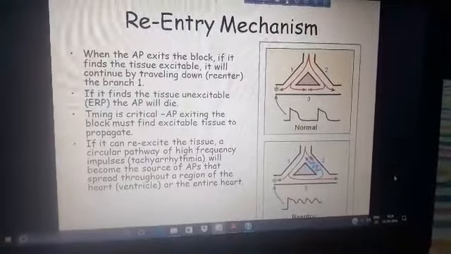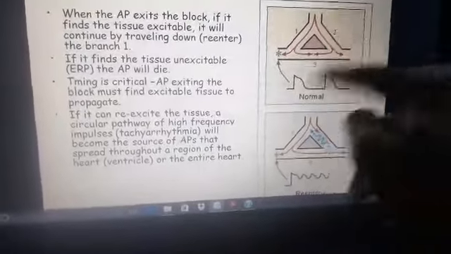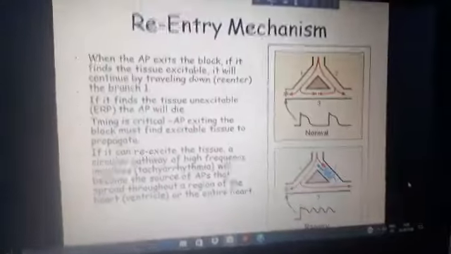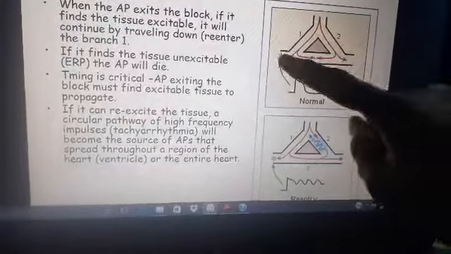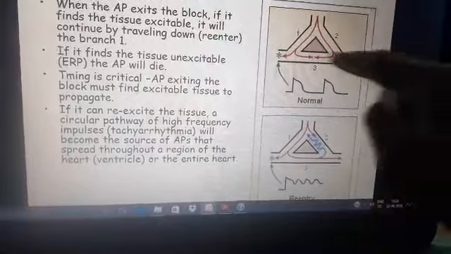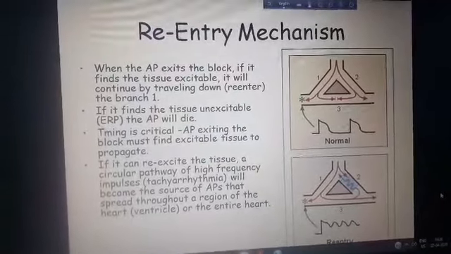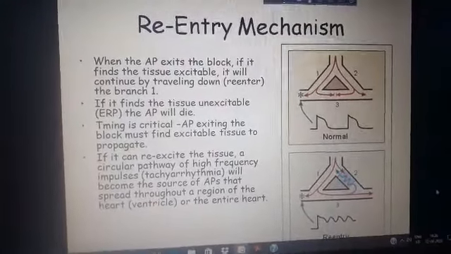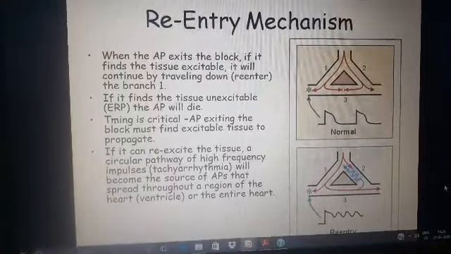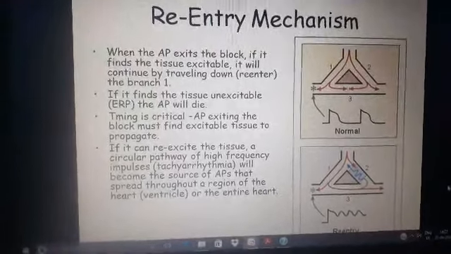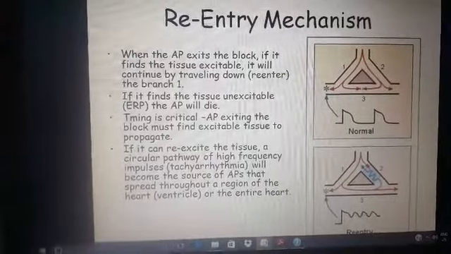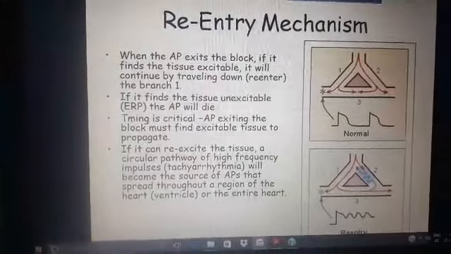Now there is the re-entry phenomenon. Look here, these are two pathways. Suppose an impulse is coming and it can go both ways, branch 1 and branch 2, and when they come together, the impulse dies. Suppose one is slower and one is faster, say pathway 1 is slower and pathway 2 is faster. When there is a similar refractory period, there is no problem. But when there is a difference in the refractory period or in the conduction, then there is a problem.